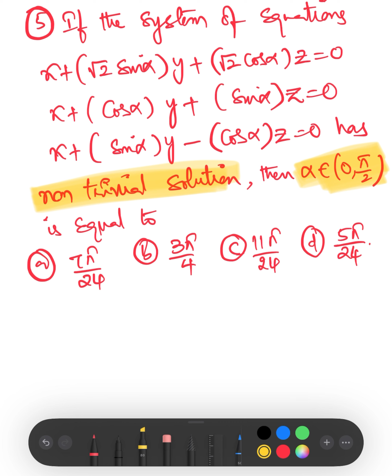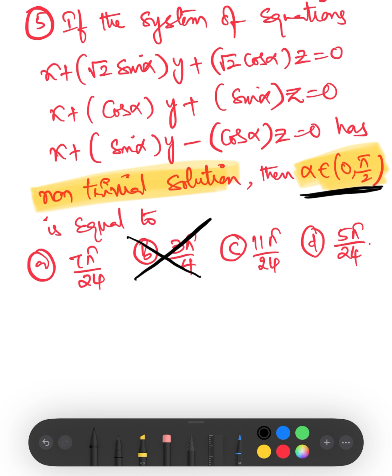So if you observe this clearly, in the case of the open interval 0 to pi by 2, the first option, 7 pi by 24, 11 pi by 24, 5 pi by 24, all are acceptable. But see this 3 pi by 4: we can blindly delete this option because of 135, which is not our correct answer, because alpha belongs to the open interval (0, pi by 2), it is in between 0 to 90. 135 we won't get anyway, right?